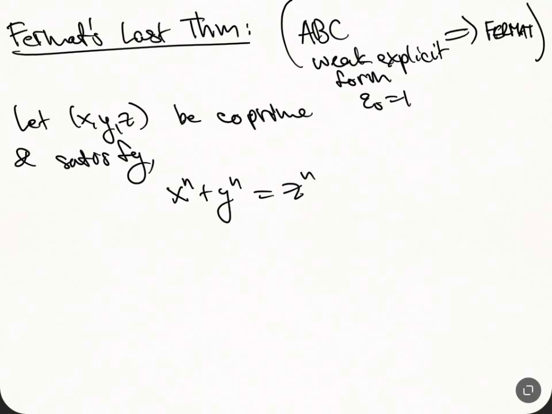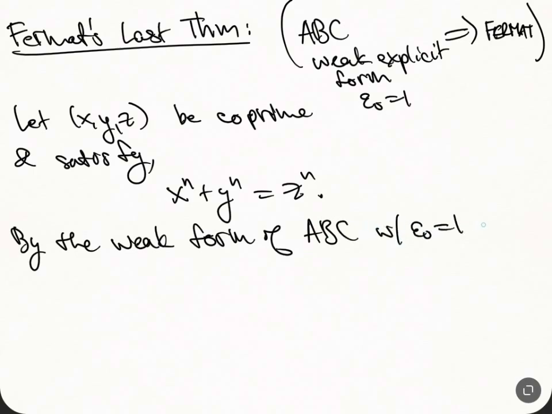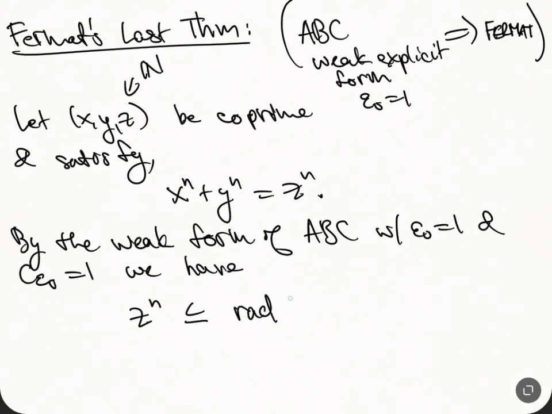So this is what we call a Fermat triple. Okay, so by the weak form of ABC with epsilon naught equal to 1 and c of epsilon naught equal to 1, we have that z to the n, let's say these are natural numbers, so they're positive, z to the n is less than or equal to 1 times the radical of x to the n, y to the n, z to the n, squared.